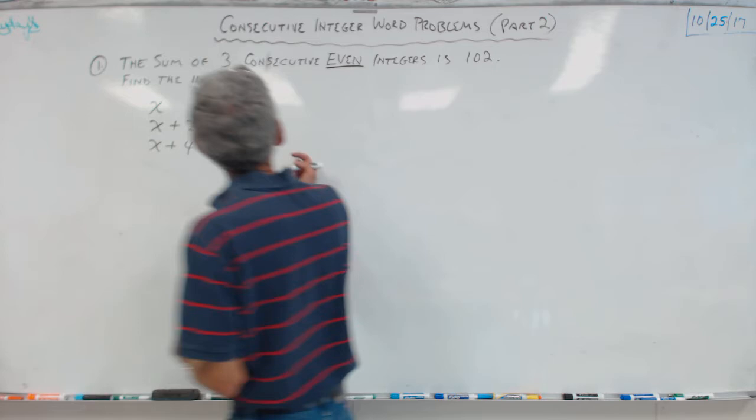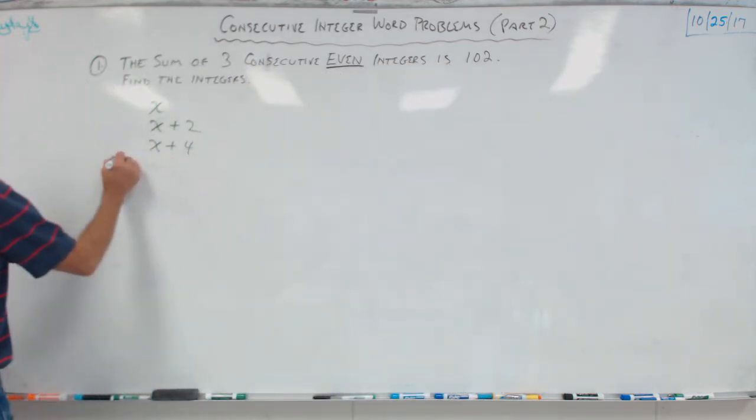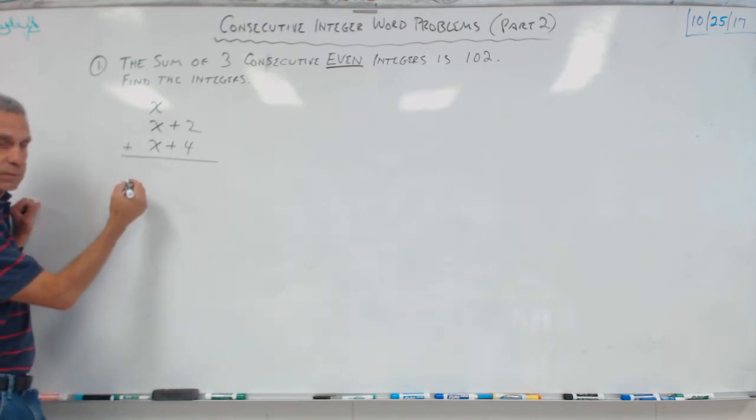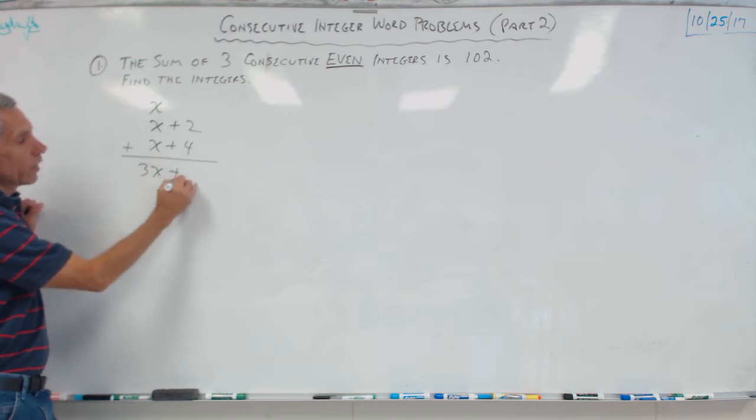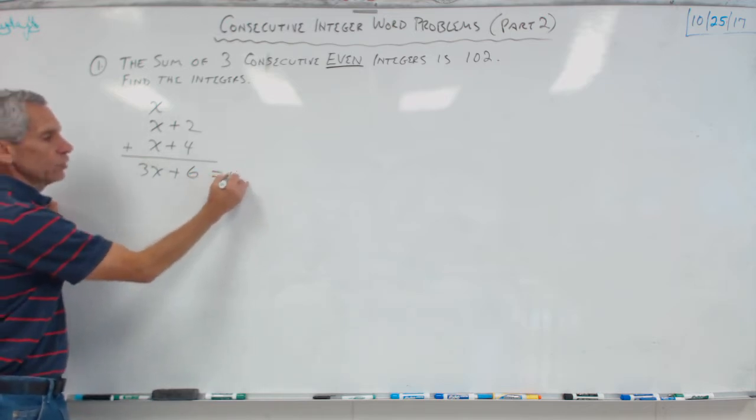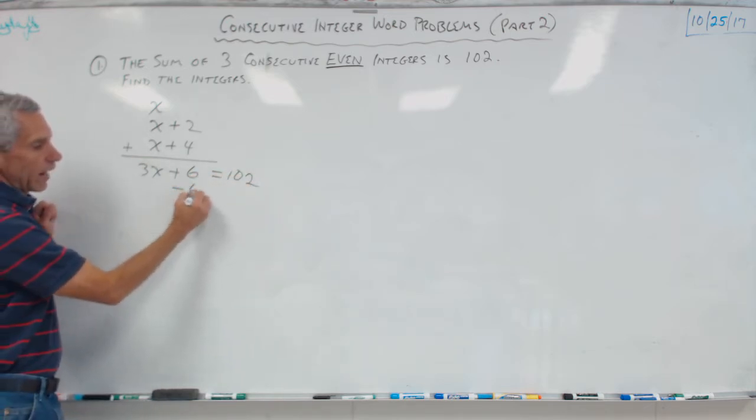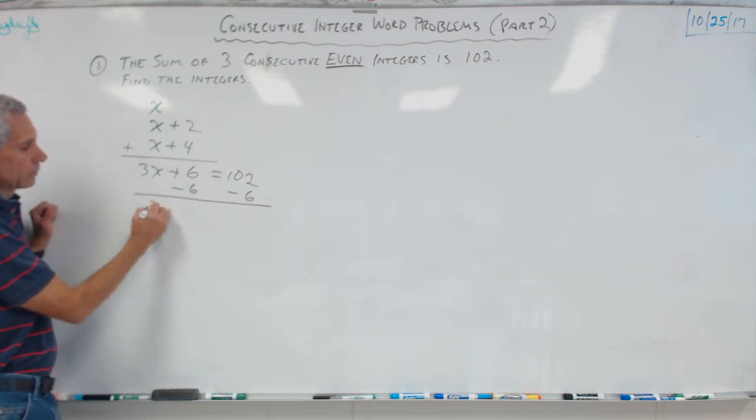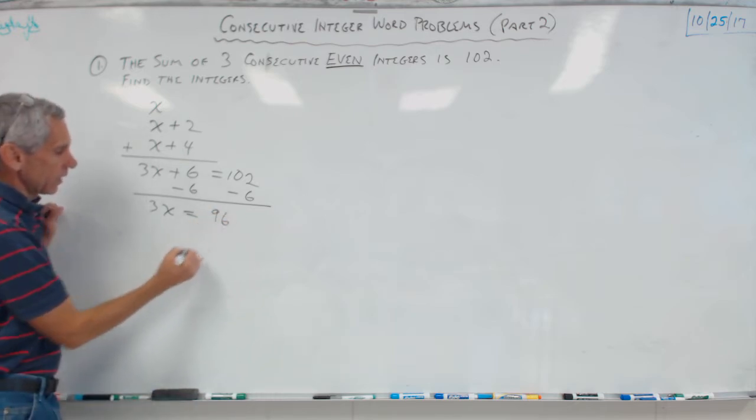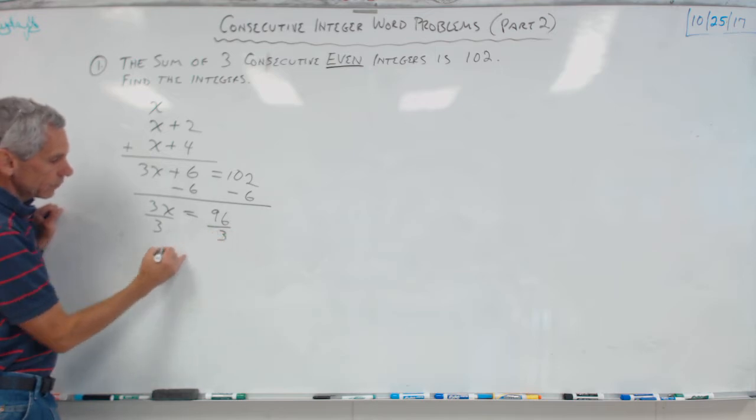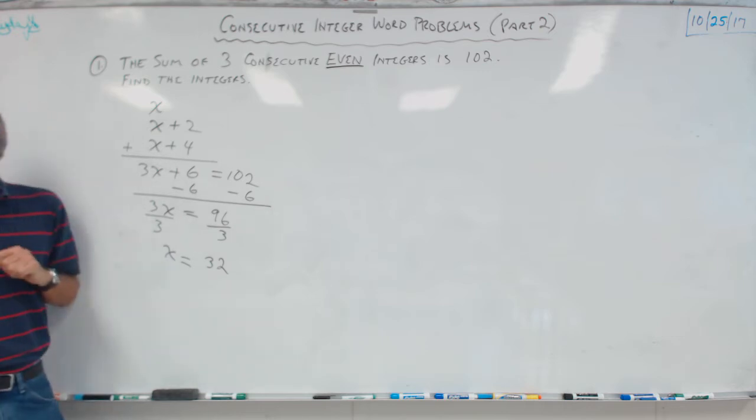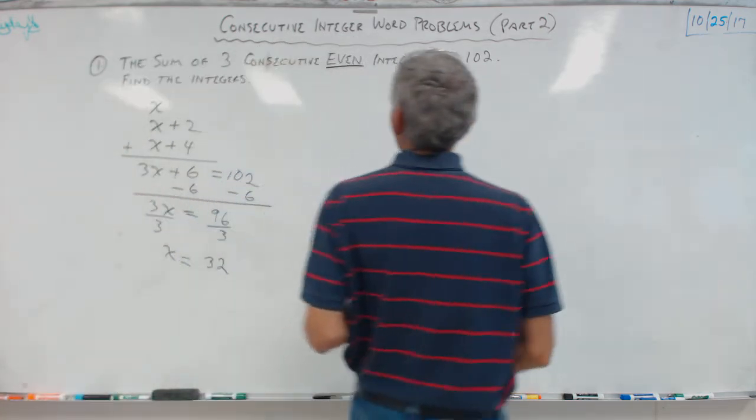It says the sum of these, so I'm going to add them together. How many x's do I have? 3 x's, plus 6, and it equals 102. So I'm going to subtract 6 from both sides. 3x is equal to 102 minus 6, which is 96. Now I've got to divide by 3. X is equal to 32. So I'm done, right? No. It's 32, 34, and 36.